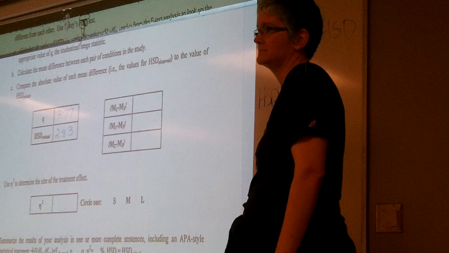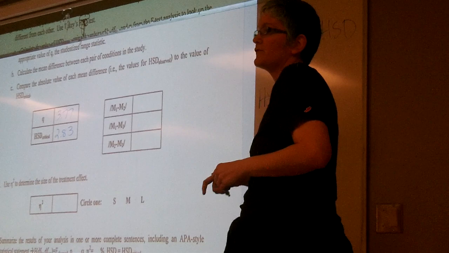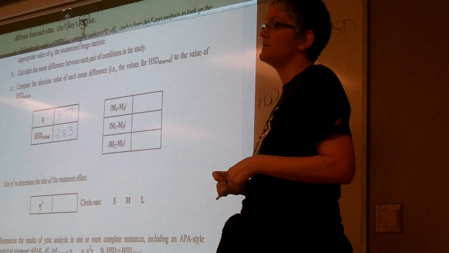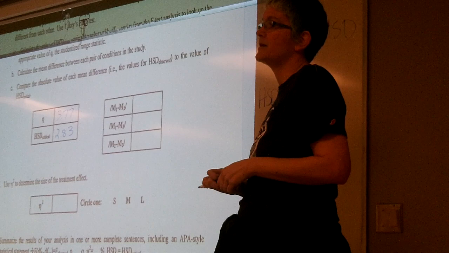3.77, that's the value we looked up for Q. That's the one we looked up in the table. That's the value for Q we used. We looked it up in the studentized range statistic table, the very last page in your table of critical values. It's on the very, very back.